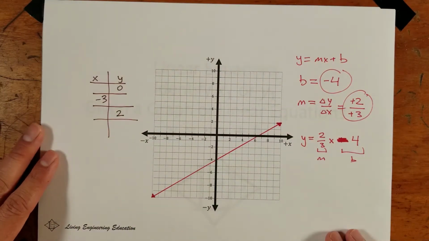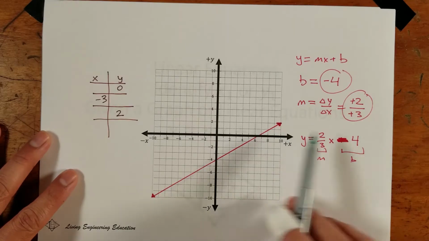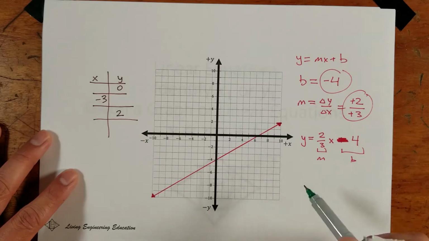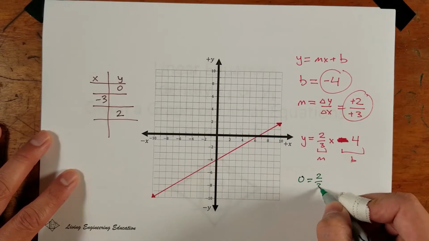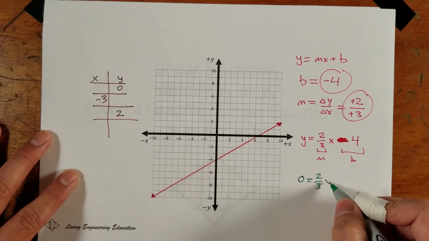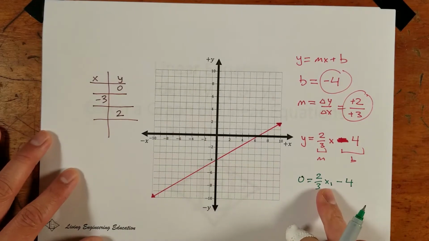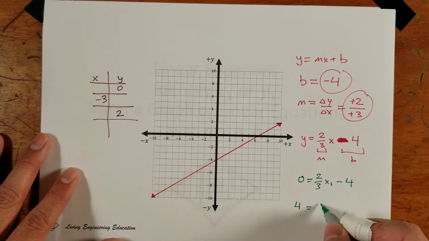Here is problem 2. Here we have the equation y equals 2/3 x minus 4. First, they want to know what x is when y is equal to 0. So I can say y is equal to 0 equals 2/3, and this is my first problem, so I'll call this x1, minus 4. And then I'll solve for x1. So I'll move 4 over to the right side by adding 4 on both sides of the equation.